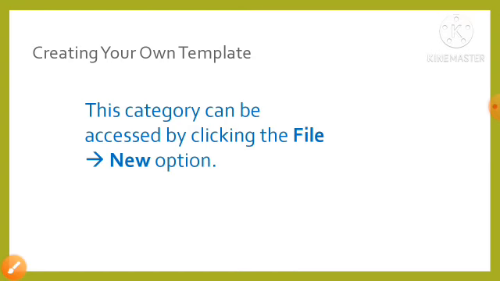Now creating our own template. In MS Word 2010, we can also create our own Word template which can be used for creating a new document. We can create a template of a document by saving it as a Word template. Note that if you save the template in the templates folder, then we can see the template in the My Templates category. This category can be accessed by clicking File and then the New option.